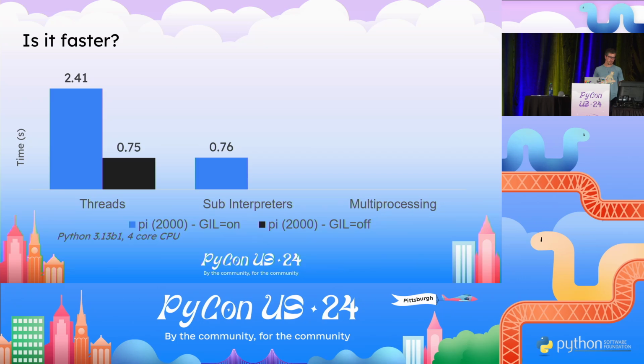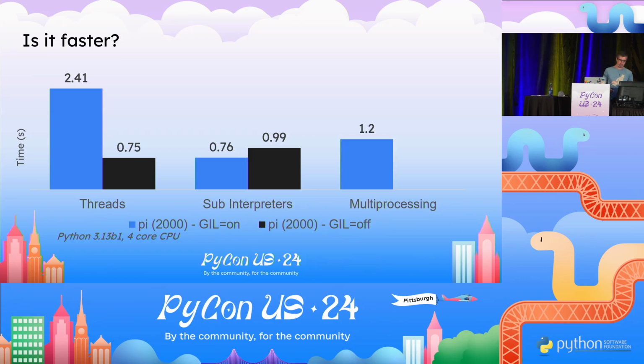With subinterpreters, it is running concurrently. You've got a teeny difference, which is this 0.01, which is the overhead of spawning the subinterpreter. And then with the GIL off, it's slower. I'll go into that later, actually. With multiprocessing, it's kind of similar to what we saw before. And again, it's slightly slower.